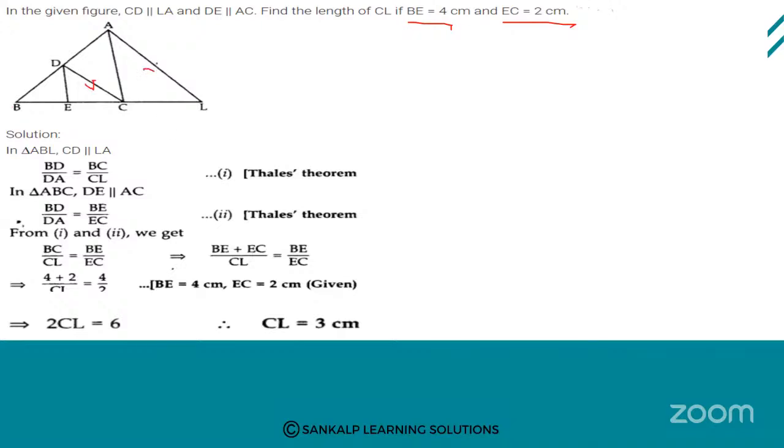This line is parallel to this line, right? When in a triangle, one line is parallel to the third side, then we can use BPT. So there we can use BPT. By BPT we can say that in triangle ABL, CD is parallel to AL. Then the other two sides are BD divided by DA, BC divided by CL. So we are considering the full triangle here. Therefore, BD divided by DA and BC divided by CL.